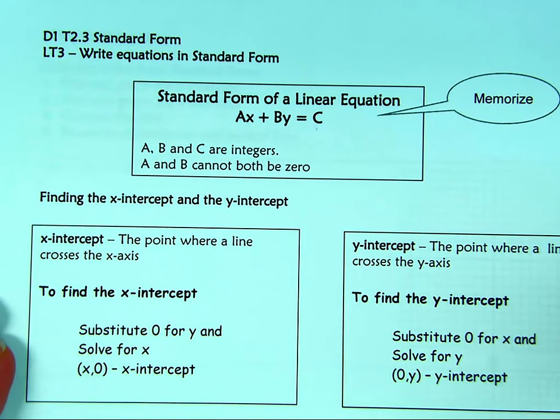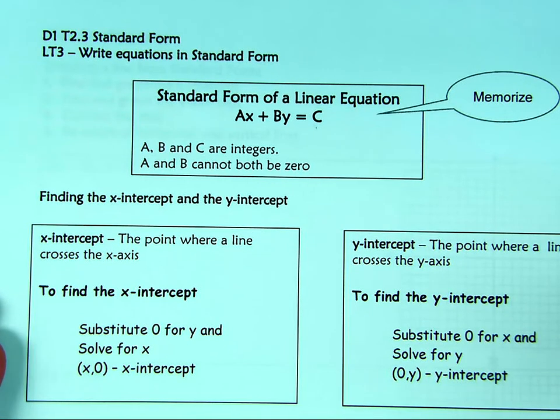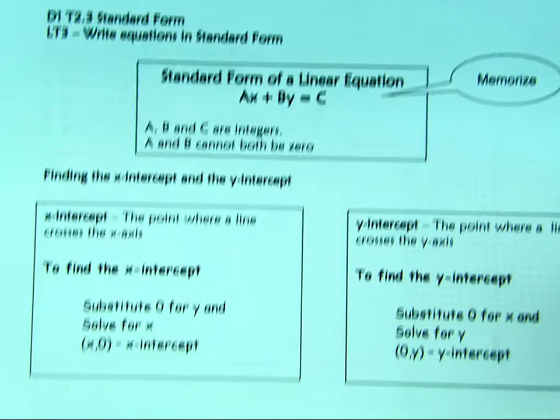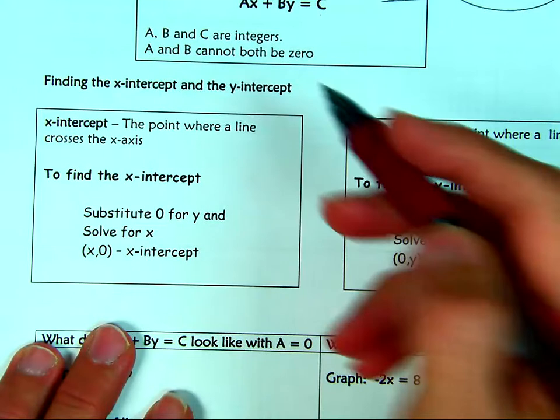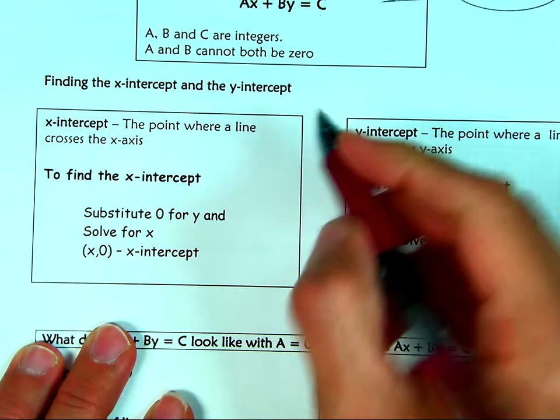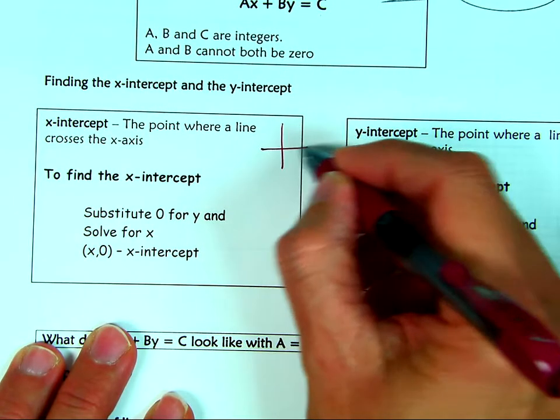So the first thing we're going to do is show you how to find the x and y intercept. So when something's in standard form, it's really easy to find both. And you need to be able to do that. So to find our x-intercept, it's important that that means where it crosses the x-axis. So this is our x-axis here.